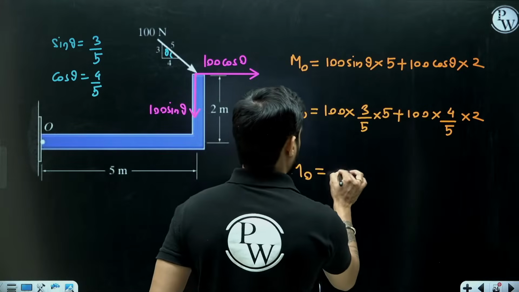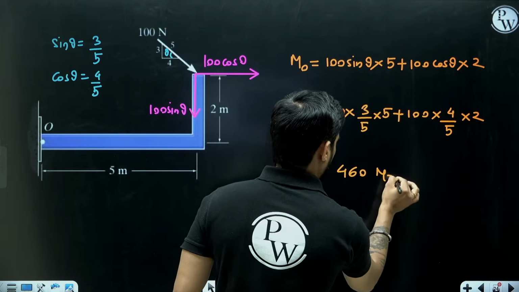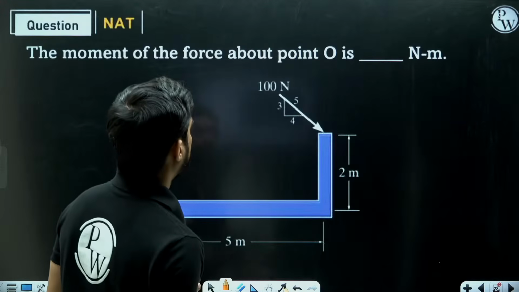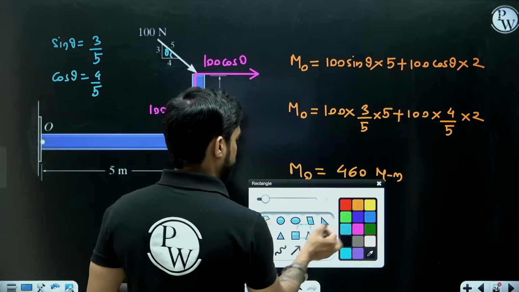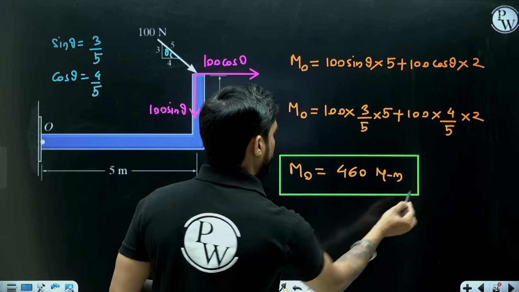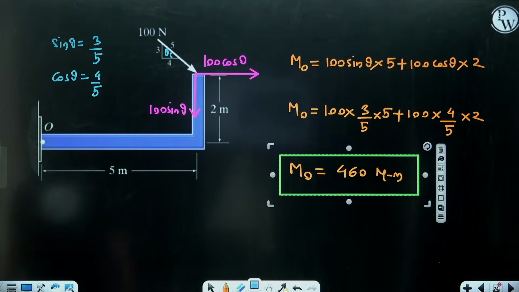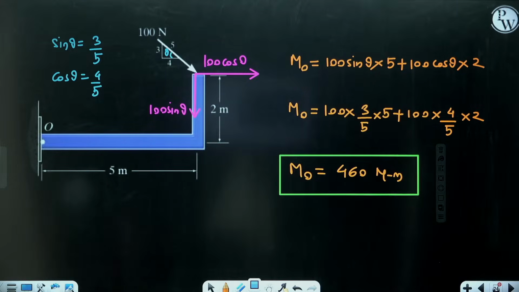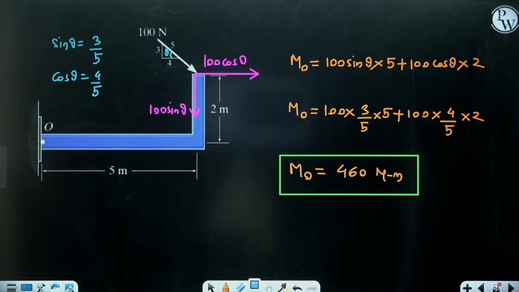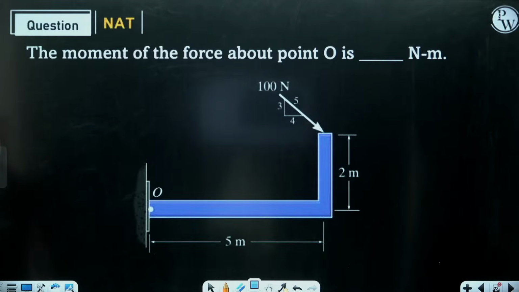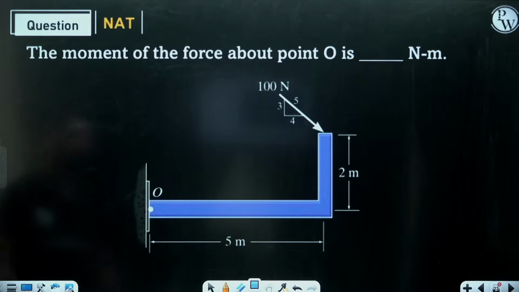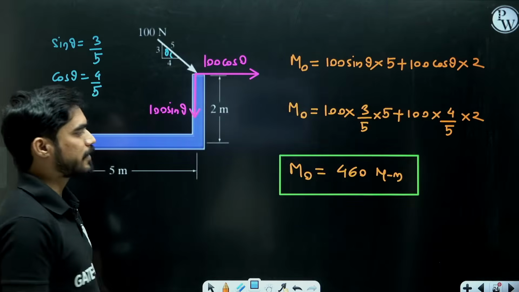460 Newton meter, right? And they are asking us to calculate the moment in Newton meter only. So it is 460 Newton meter. Very good, excellent. So the moment of the force 100 Newton about point O is 460 Newton meter.